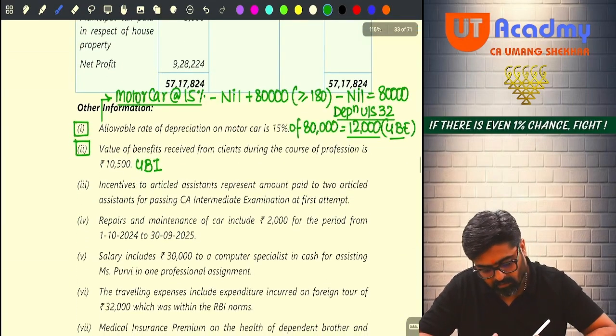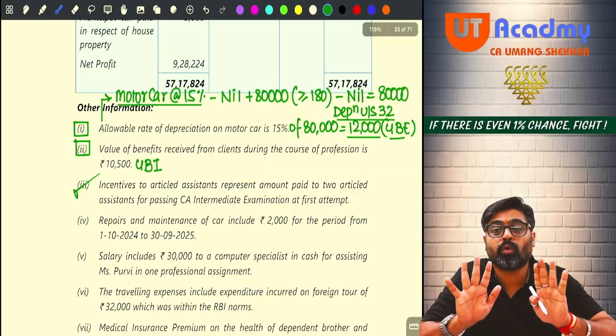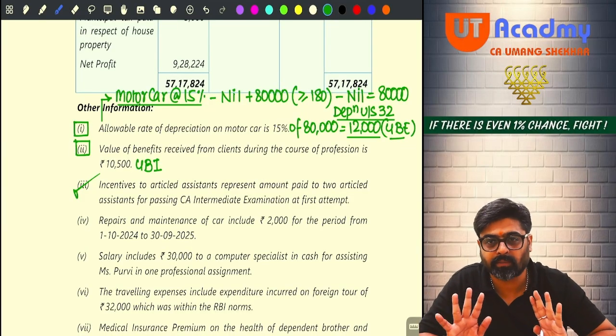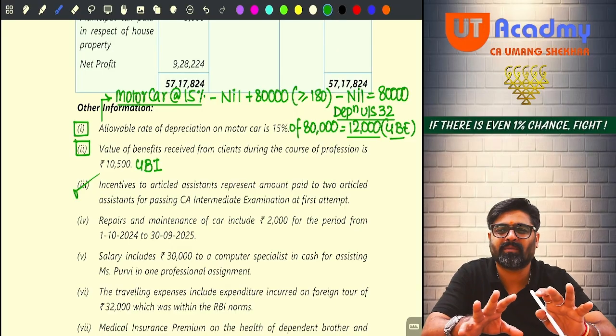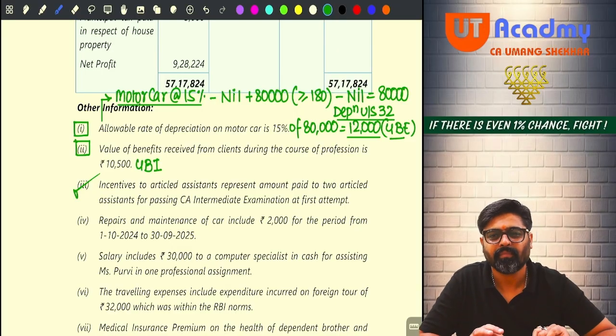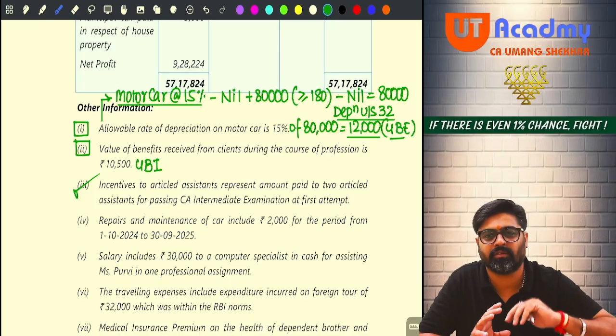And this information number 3, tick mark, there will be no effect of this information on your profits. Yes or no? Nowhere, no effect has to be given. They are just giving you information to deviate your mind so that you should commit some mistake based on this.